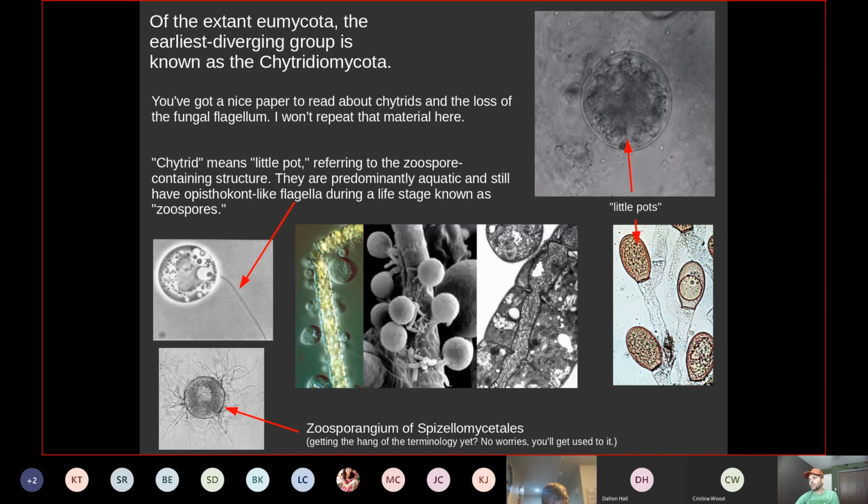Okay, so these are chytrids. This is their flagellated state. We call that a zoospore, okay, because it moves around like an animal, just like zoology. Okay, so this is a zoospore. This is a zoosporangium. What's that mean? Who remembers from 1620 megasporangium, microsporangium?